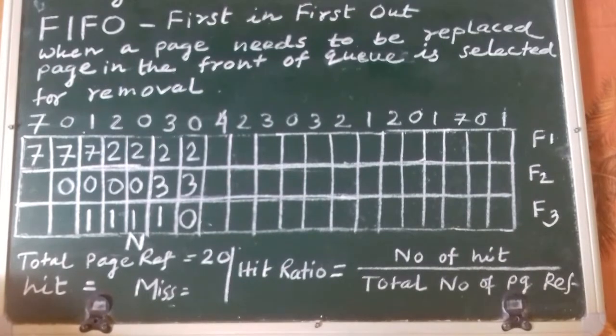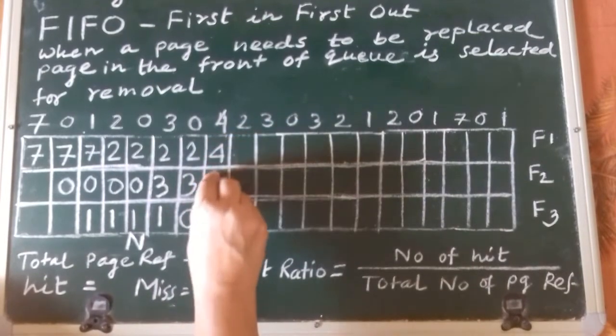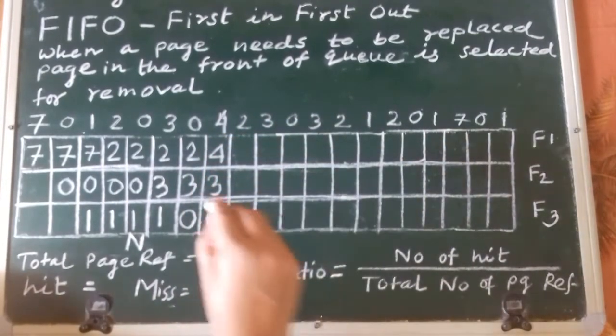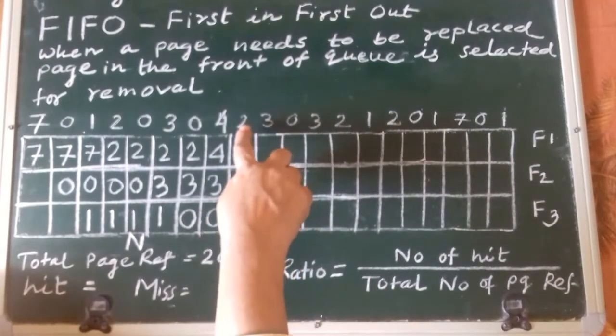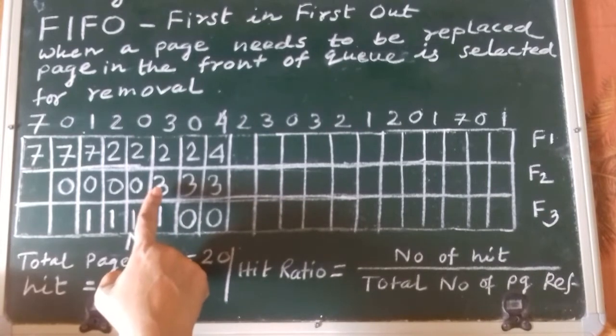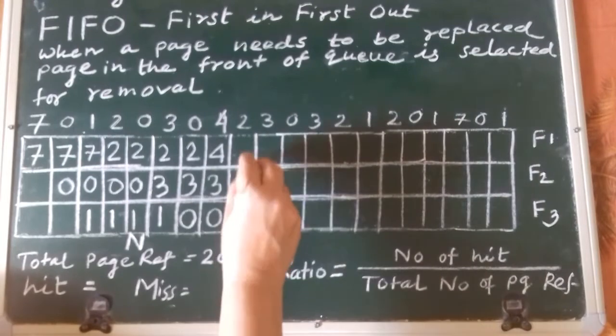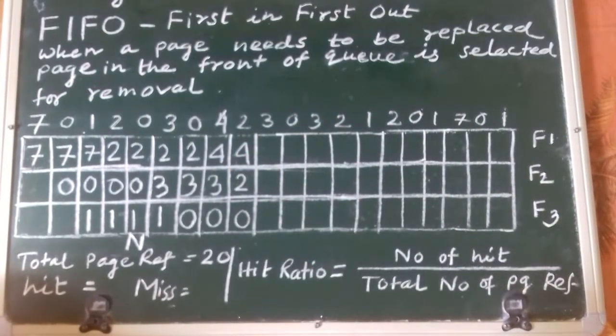Now the request for 4 is coming. Which one will 4 replace? Obviously 2. So the frames are 4, 3 and 0. After that, the request for 2 is coming. Which one has entered before? 3 has entered before, so obviously 2 will take the place of 3, 4 will remain the same, and 0 will remain the same.